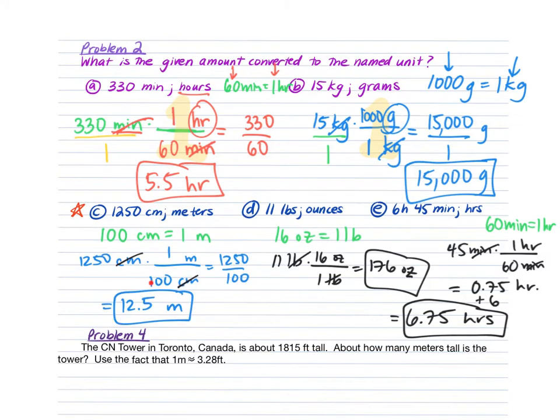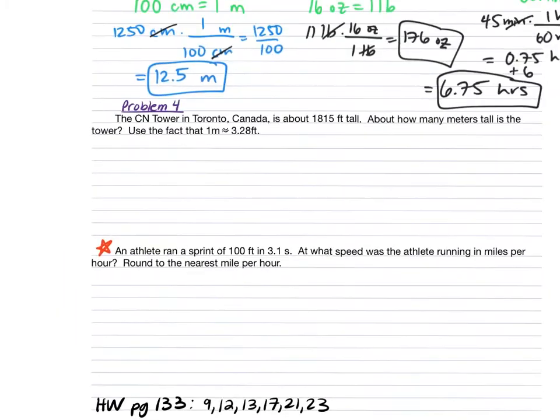Okay, so this one you just divide this by 100, and you get 12.5. This one you multiply by 16, and you get 176. And then this one, I just dealt with the 45 minutes, and since 6 hours was already in hours, I just ignored it and added it at the end. I converted 45 minutes to hours, which is 0.75 hours, added it to the 6, and we have 6.75 hours. Okay, moving on. This is the last one, nice.